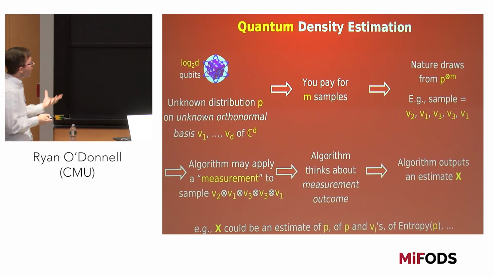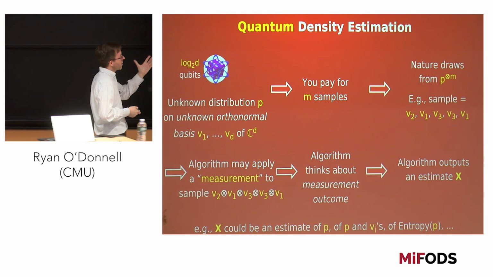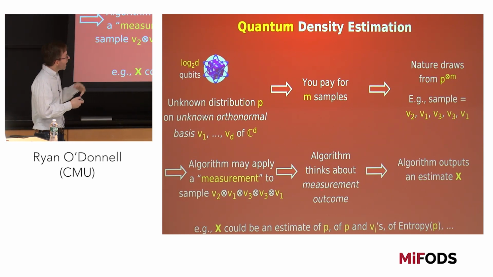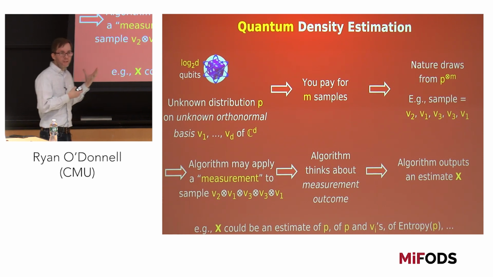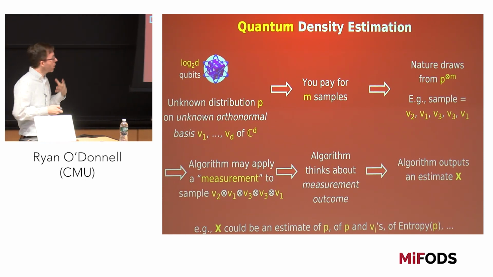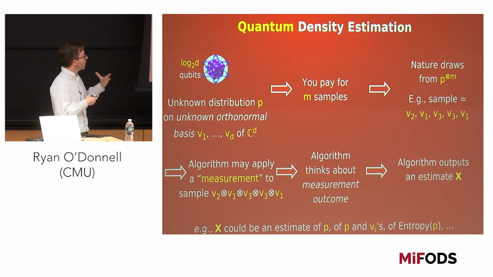Okay, and let me mention here that there's not just one kind of measurement. There are lots of different kinds of measurements the algorithm can do. And so the quantum learning algorithm is basically the measurement. The smarts in designing the algorithm goes into how to define a good measurement.